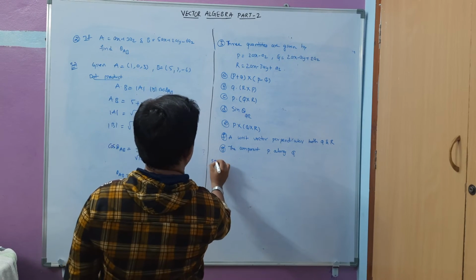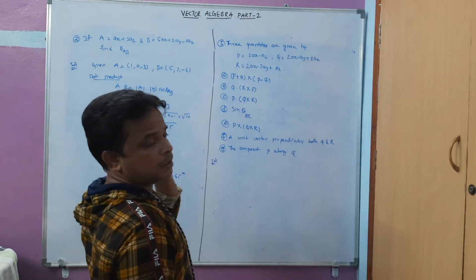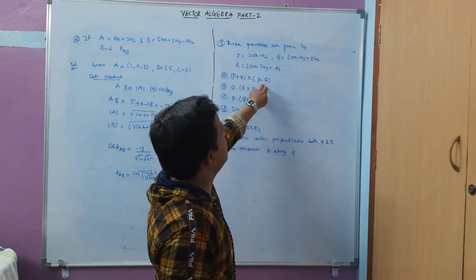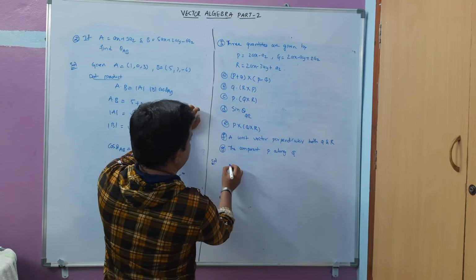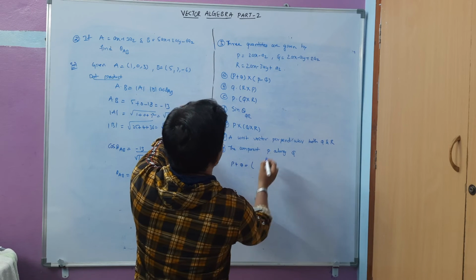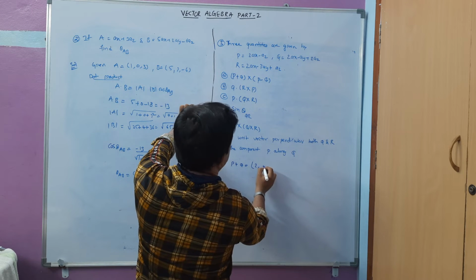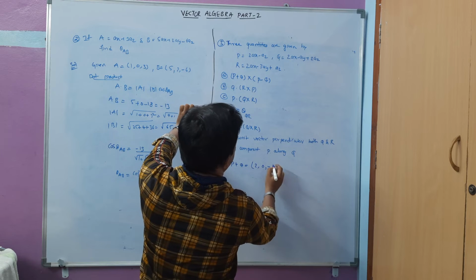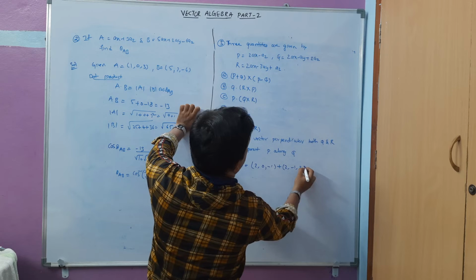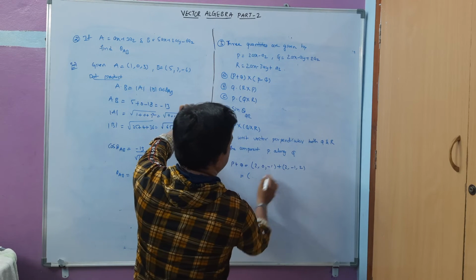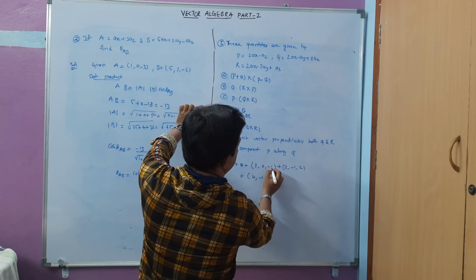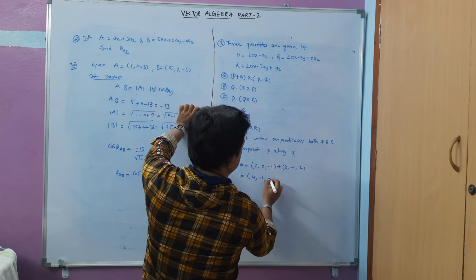It is very simple. Given these vectors P, Q, R, first we have to add and then take the cross product. P plus Q: what is P here? 2, 0, minus 1, plus Q, which is 2, minus 1, 2. So what we get here: 2 plus 2 is 4, next 0 minus 1 is minus 1, and minus 1 plus 2 is plus 1 only.